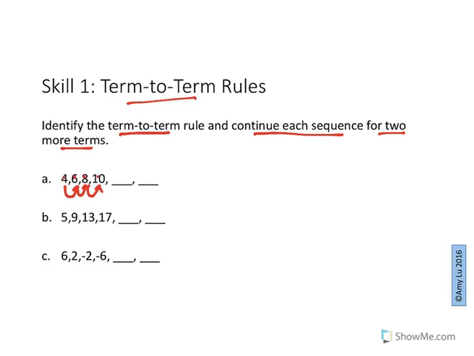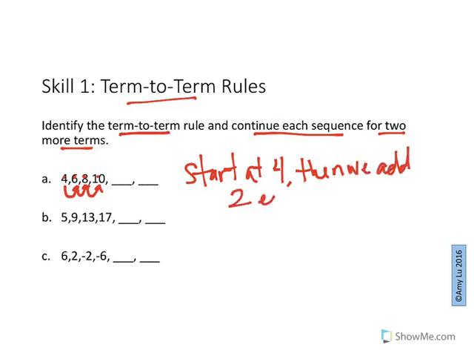So the term-to-term rule here is that we start at 4, then we add 2 each time. So if we follow this pattern, because it's adding 2 each time, 10 plus 2 is 12, and 12 plus 2 is 14. And this statement right here is your term-to-term rule.